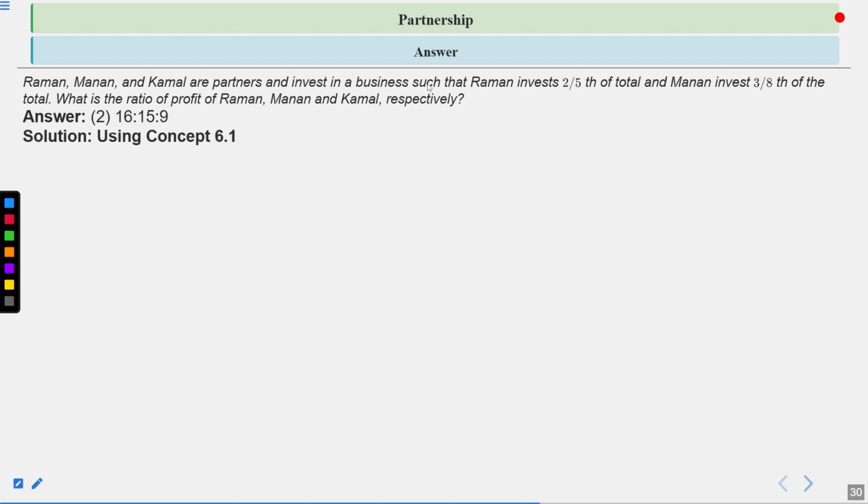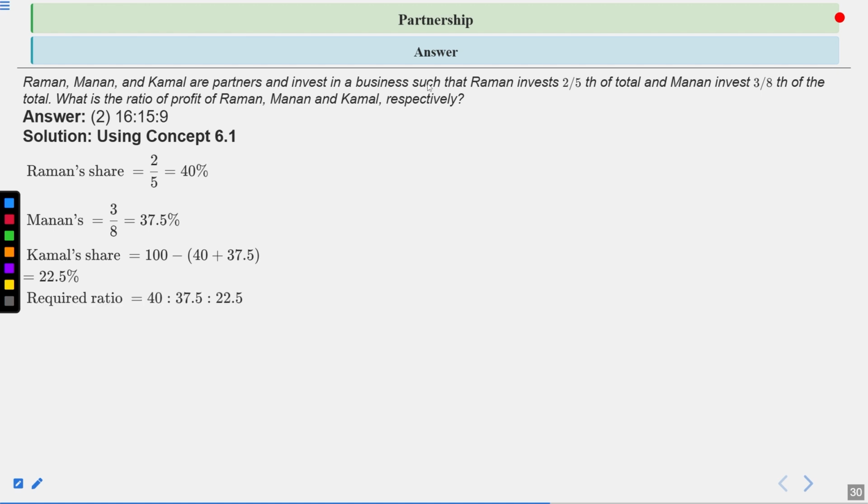Now see the detailed solution using concept 6.1 in this question. The Raman share will become 2/5, which is 40%. Manan's share is 3/8, which is 37.5%. And the Kamal share will become 100% minus (40 plus 37.5), which equals 22.5%. Now the required ratio will become 40 : 37.5 : 22.5. When we simplify it, we get 16:15:9. The second one is the correct answer of this question. Next one.